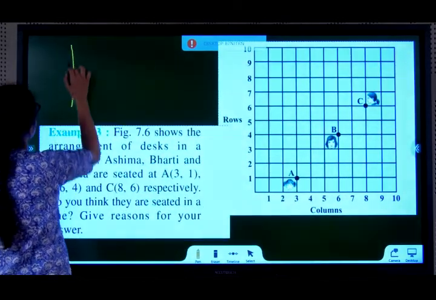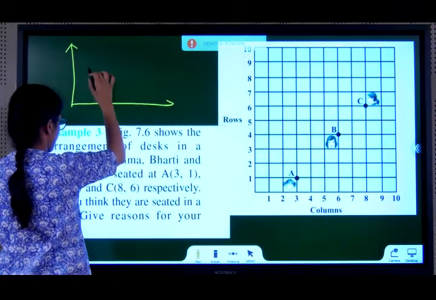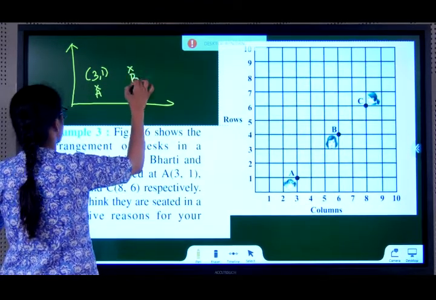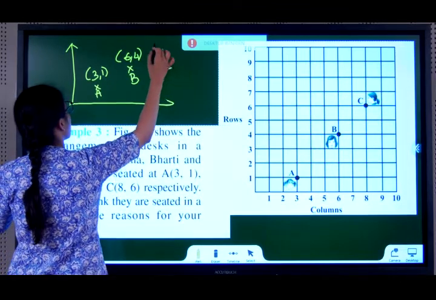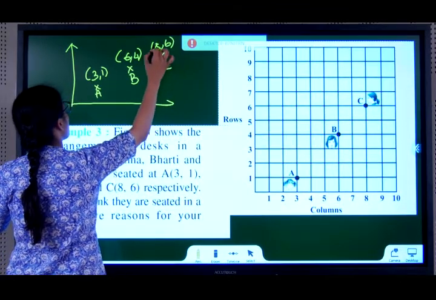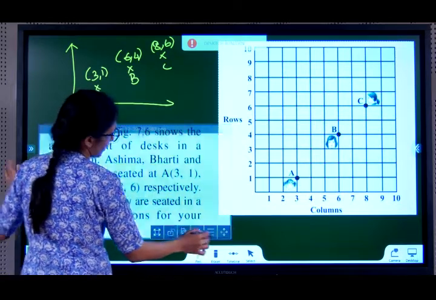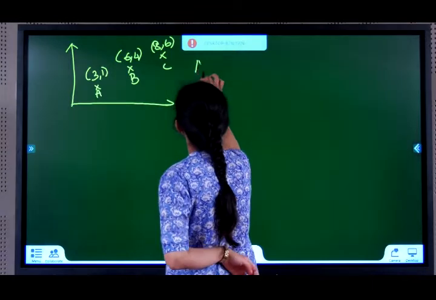So in simple, draw a graph. Mark A, which is 3, 1. B is 6, 4. C is 8, 6. So you have to just check if AB plus BC is equal to AC, right? Easy question. So first find the distance between AB.